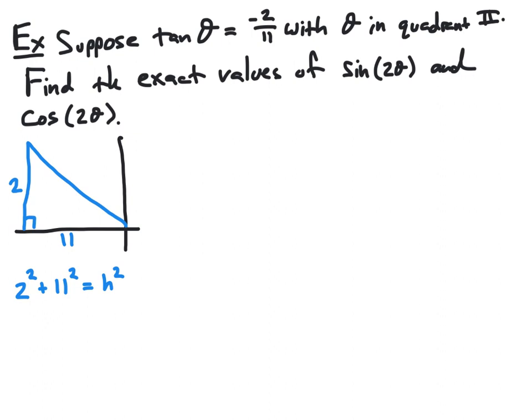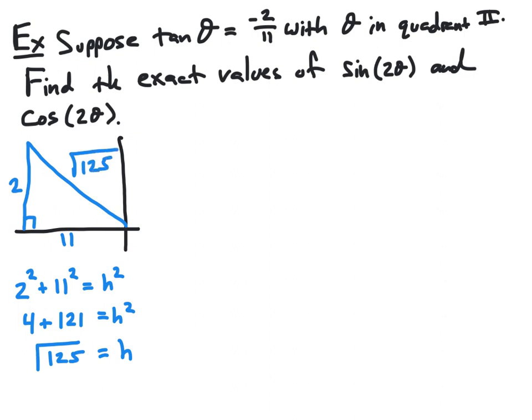So 2 squared plus 11 squared equals h squared. And so that means 4 plus 121 will be h squared, which will be 125. And so taking the square root, we see that the hypotenuse of this triangle will be the square root of 125.